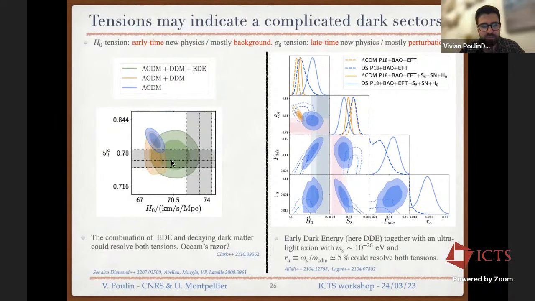On the left, I'm showing you the combination of a decaying dark matter model and early dark energy that could solve everything. And on the right, I'm showing you what could happen if you had ultralight axions as dark matter in the universe. So you have an ultralight axion that plays the role of dark energy and early dark energy, and another that plays the role of dark matter. And this could help in both directions, S8 and H0.